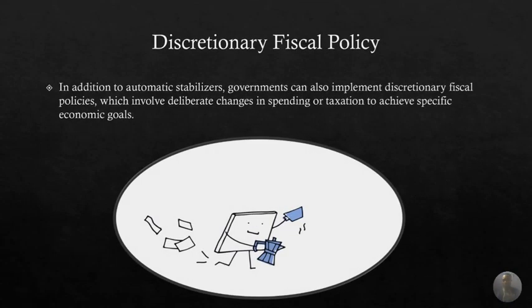Then we have discretionary fiscal policies. This is where we achieve economic goals as a government by deliberately changing our spending or our taxation. So you look at the economic activity as a government and try to find a way in which we can stabilize the economy, at the same time looking at our specific aims or objectives as a government. In addition to automatic stabilizers, we can implement discretionary fiscal policy, where the government deliberately changes spending and taxation in the economy.